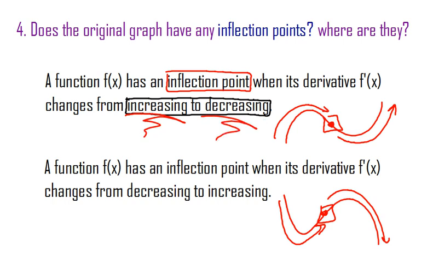All right, let's see that. So right here, the slope's decreasing, now it's increasing. That's an inflection point. Here, the slope is increasing, and now it's decreasing. That also signals an inflection point.